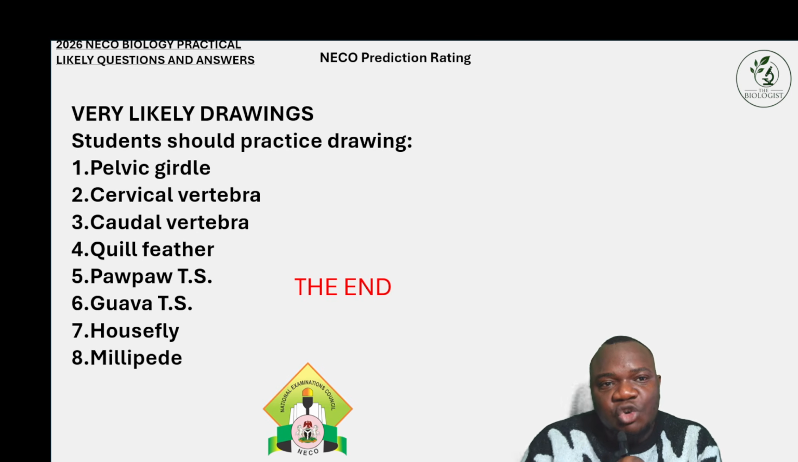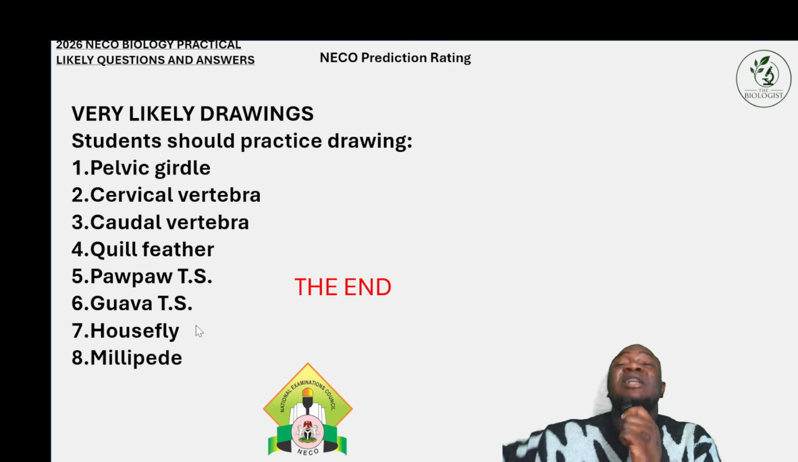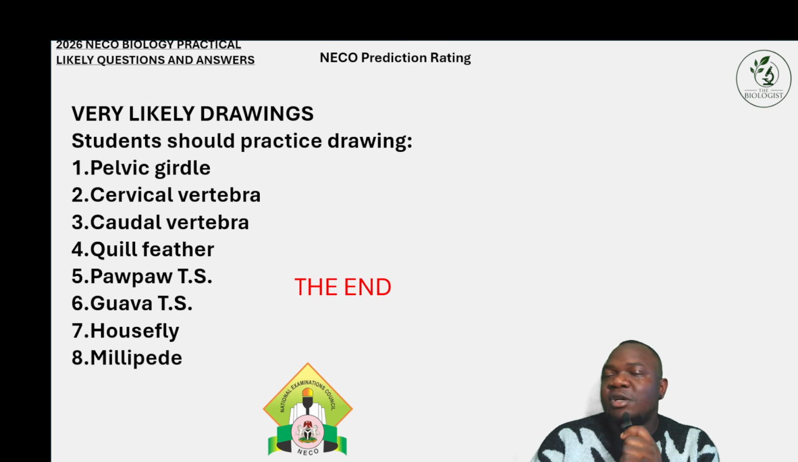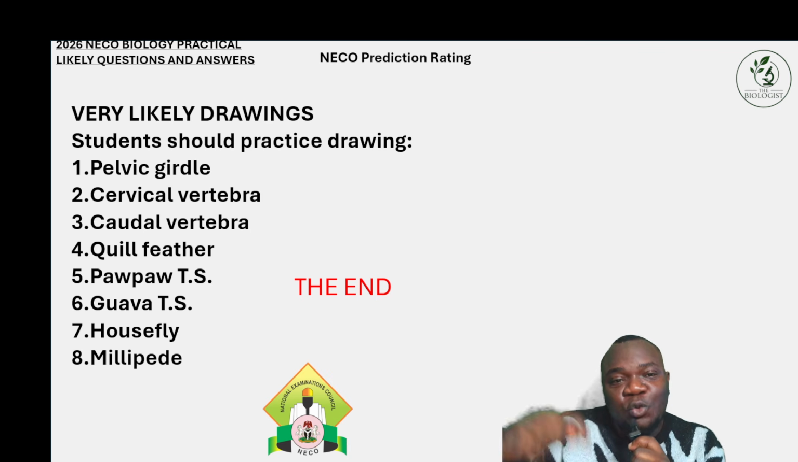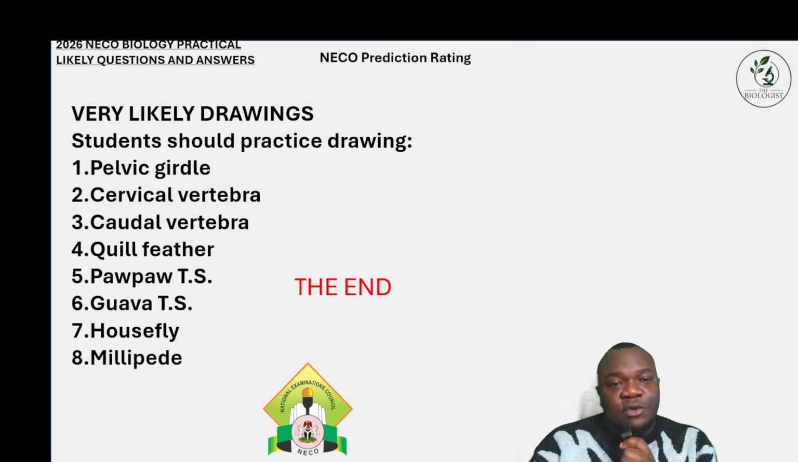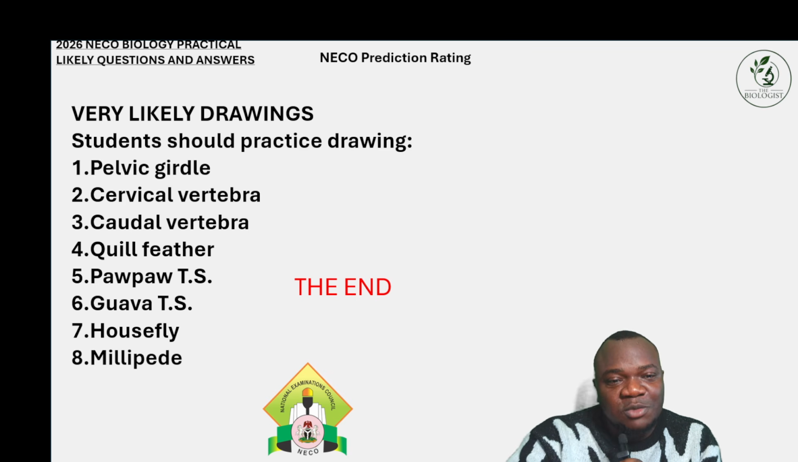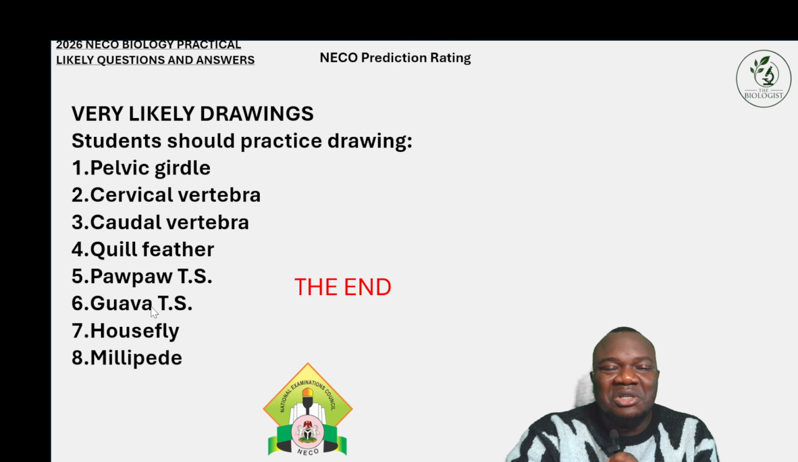For the likely drawings, it's very important for you to know how to draw the pelvic girdle, cervical vertebrae, caudal vertebrae, and quill feather. Trust me, that quill feather, they're going to tell you to draw the quill feather and label it. If they don't tell you to draw the quill feather, come back to this video and say I was lying. Pawpaw and Guava, they may likely tell you to draw them, but this quill feather is a must.